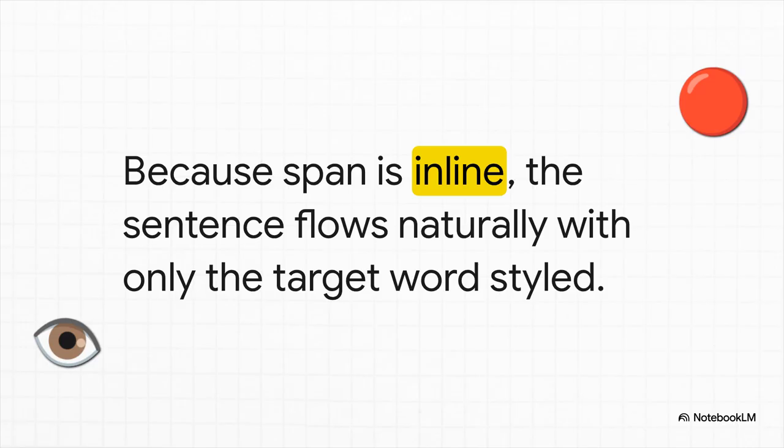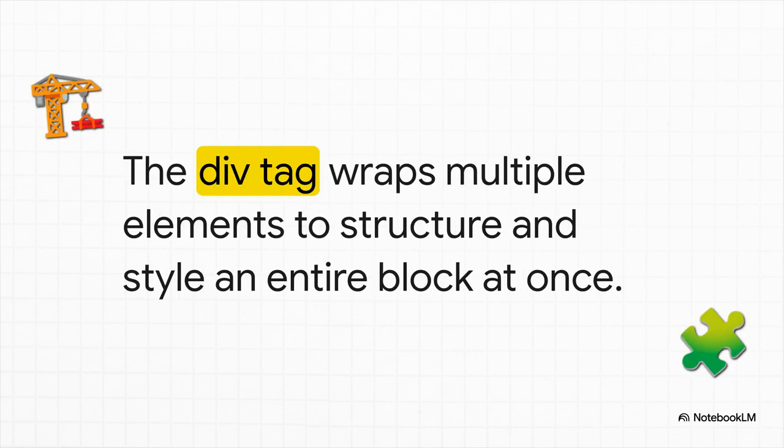Because the span is an inline element, the flow of the sentence isn't interrupted at all. It doesn't break onto a new line. Only our target word gets that precise surgical red styling. Now contrast that inline behavior with a div container. Notice how it acts as a major structural box holding everything together. In this snippet, the div wraps around both an H2 heading and a P paragraph. By grouping these distinct, separate pieces of content into one logical section, it becomes incredibly easy to move them around the page together or apply a background color to that entire block all at once.